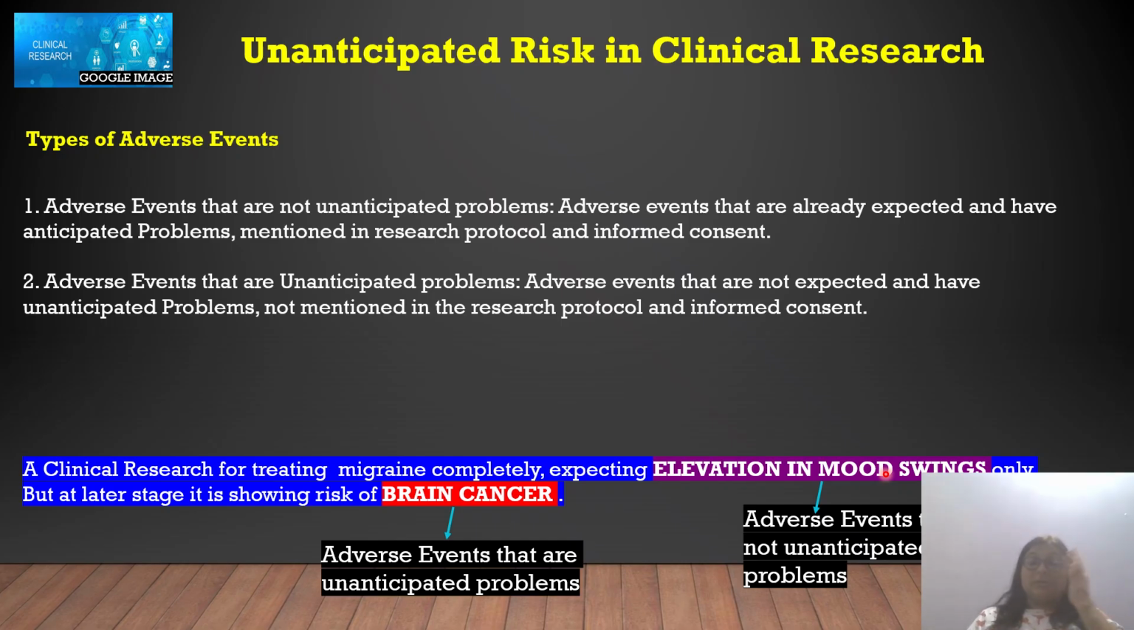Now another is an adverse event which results in unanticipated problems. But at a later stage, it is showing risk of brain cancer. So this is the adverse event where this risk was not anticipated. So these are adverse events that are unanticipated problems.